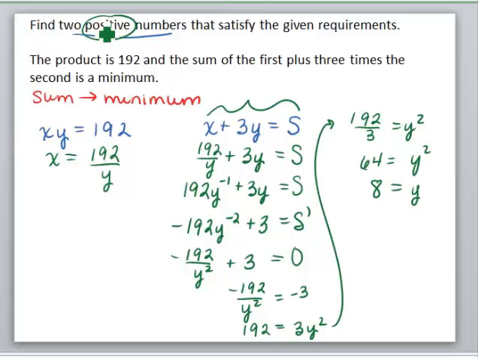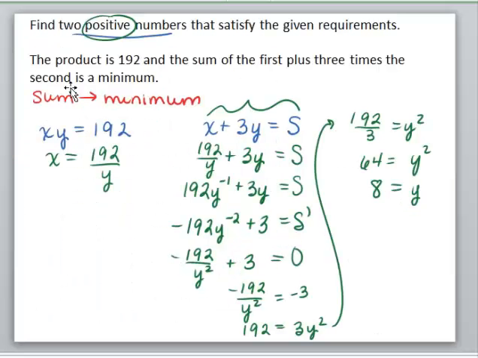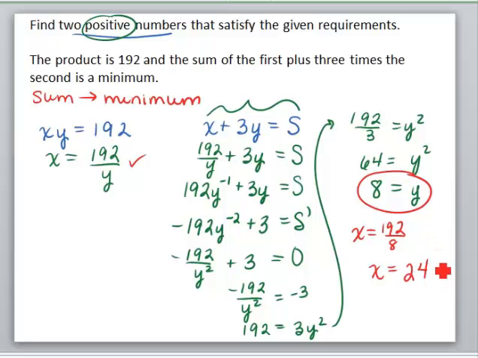The next thing I want to do is answer the question, and the question is, find the two positive numbers. So I found one of the numbers. One of the numbers is 8, and then the x number can be figured out by plugging that back into the x equals equation right here, 192 divided by 8. So x would be 24. Now, had it asked me to find the minimum sum, I would have just added those together. So the minimum sum, just for the fun of it, would be 32.